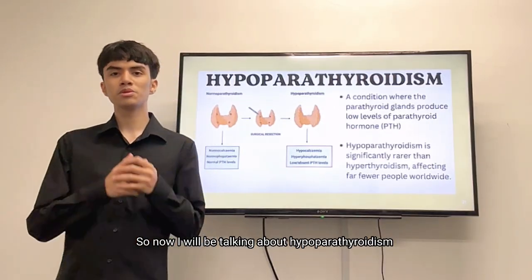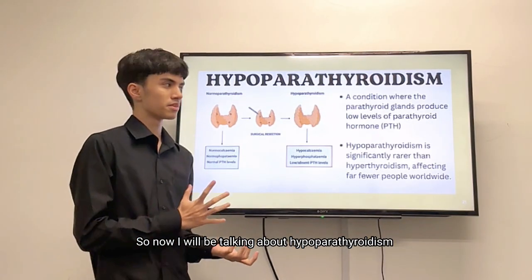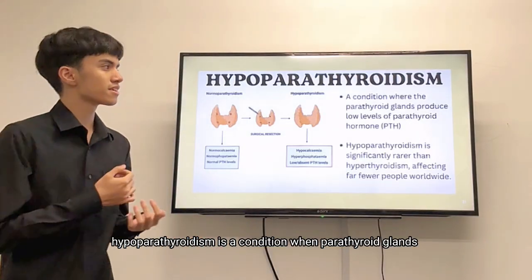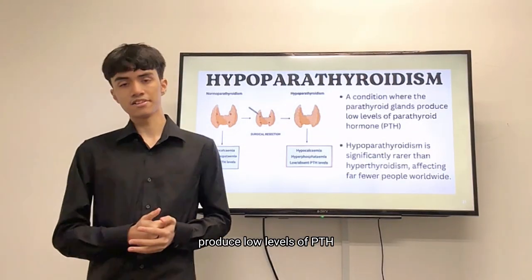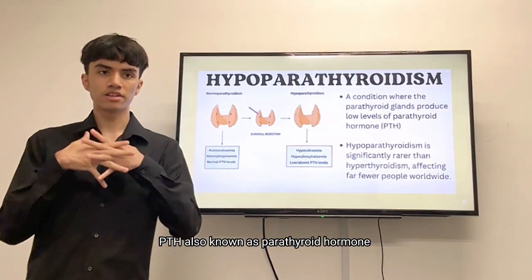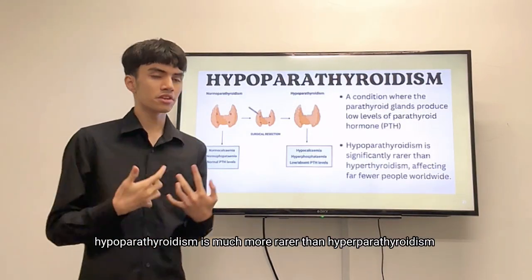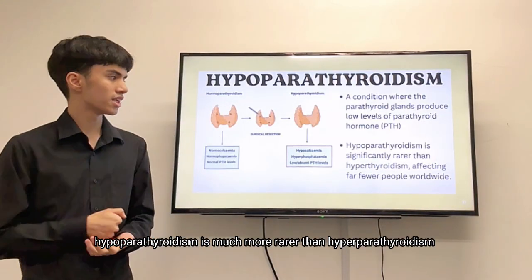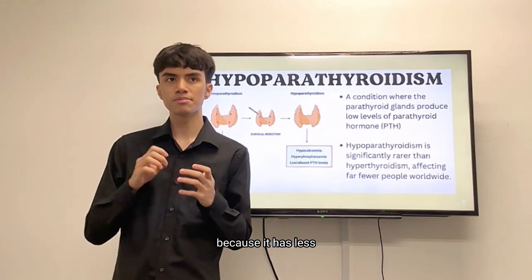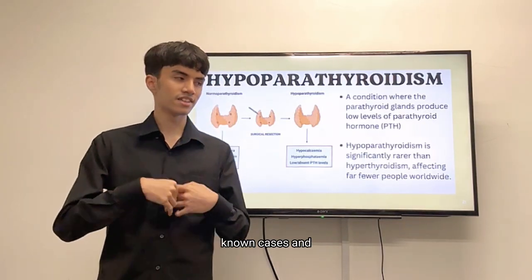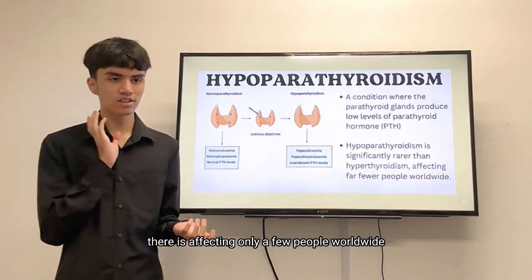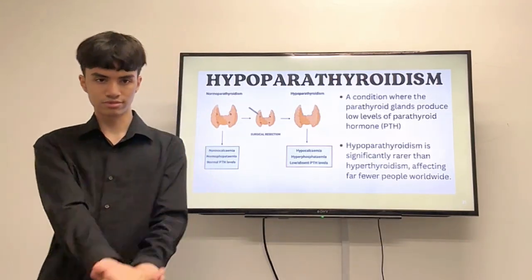So now I will be talking about hypoparathyroidism. Hypoparathyroidism is a condition where the parathyroid glands produce low levels of PTH, also known as parathyroid hormone. It is much rarer than hyperparathyroidism because it has fewer known cases and affects only a few people worldwide.